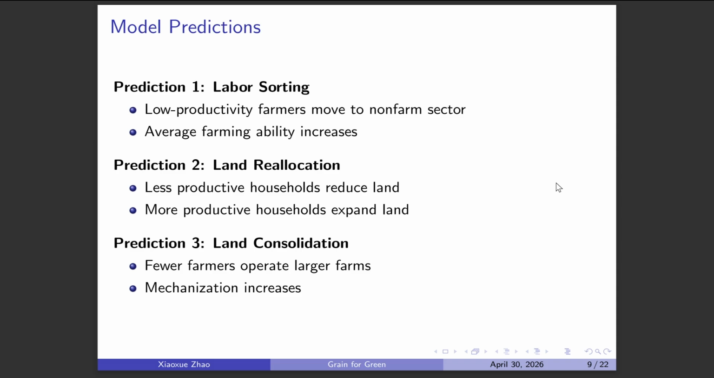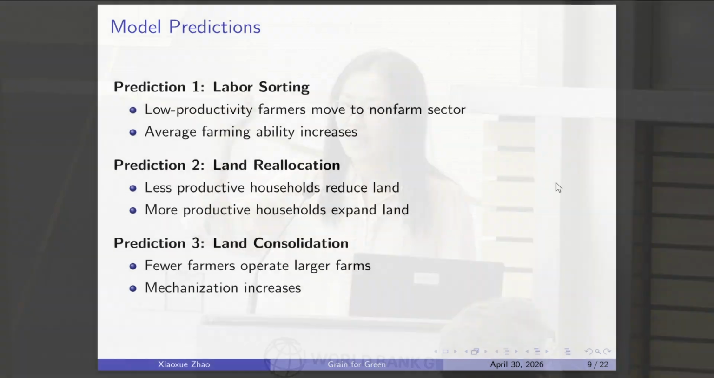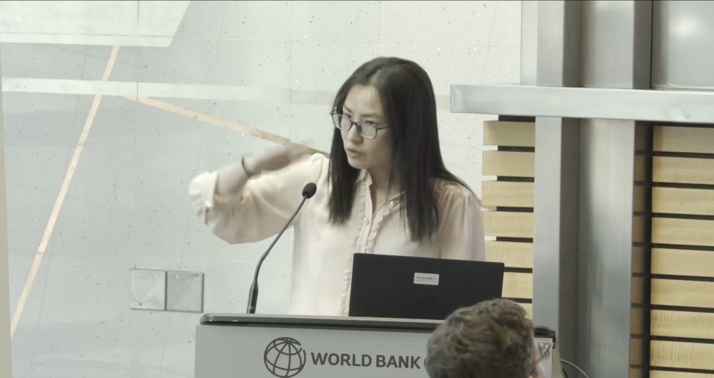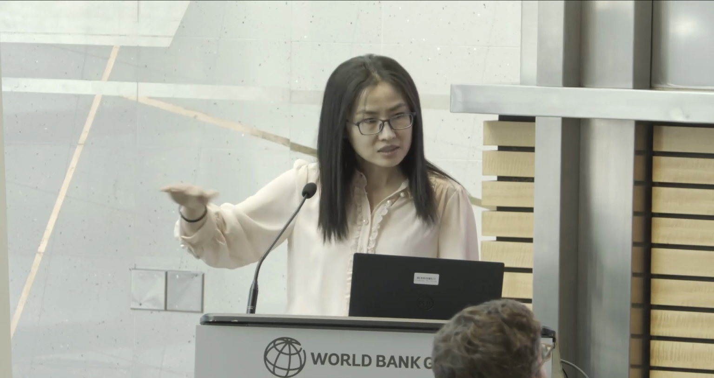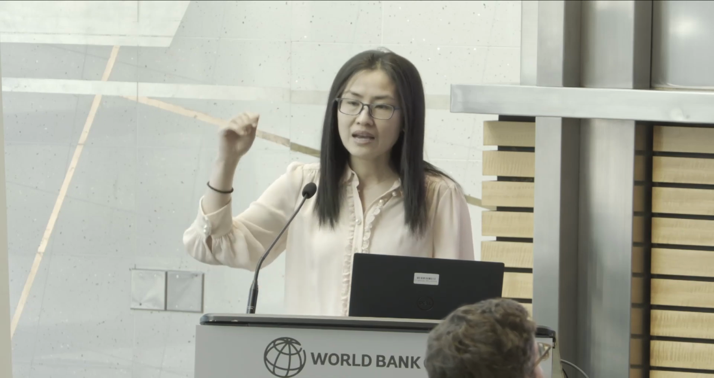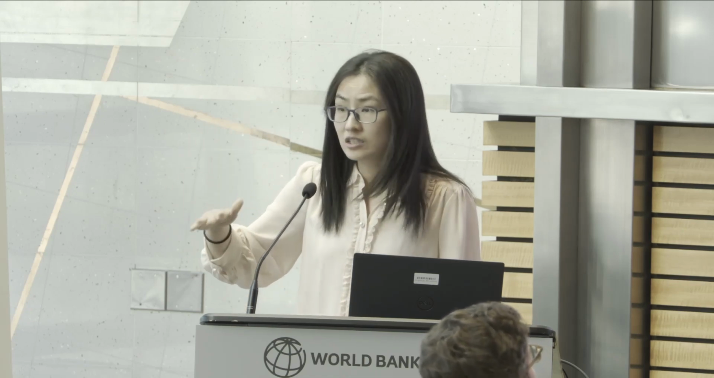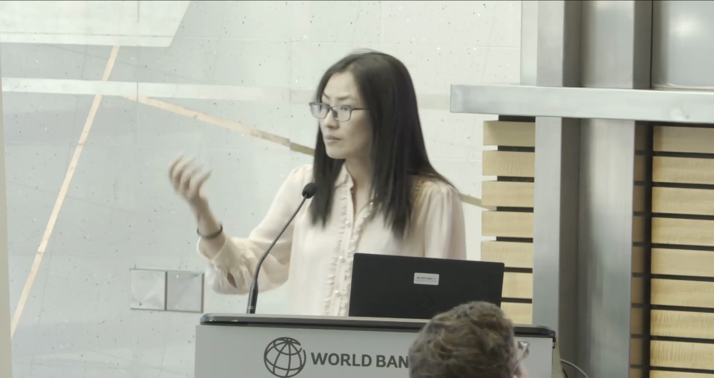Finally, there's also the land consolidation channel. As more farmers move out of agriculture, land will be more concentrated in the hands of fewer farmers that stay behind in agriculture, which will really encourage land consolidation and facilitate scale operations, mechanization, or other technology upgrading that could potentially only be viable when farms reach a certain size.